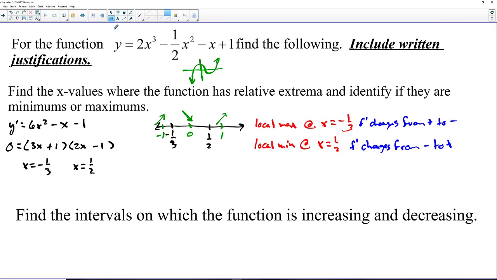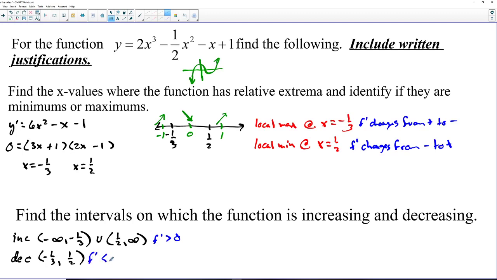Find the intervals on which the function is increasing and decreasing. We've kind of already done that with our number line. So increasing from negative infinity to negative 1/3, and this is increasing from 1/2 to infinity. And we know that, here's our justification, because f prime is greater than 0. And then we have decreasing from negative 1/3 to 1/2, and we know that because f prime is less than 0.